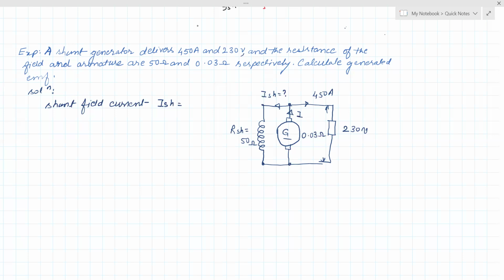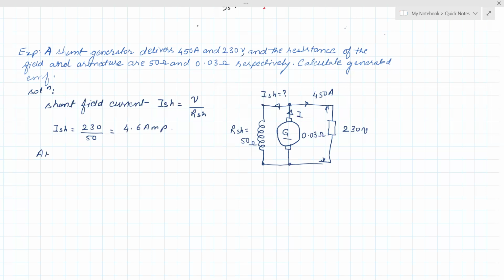So we are not going to derive some equations here. Whatever the basic study of KVL and KCL, we are going to apply. So here it is voltage V divided by RSH. So ISH is equal to 230 volt divided by 50 ohm resistance. If we just calculate, the shunt field current is 4.6 ampere. It is a very simple numerical.